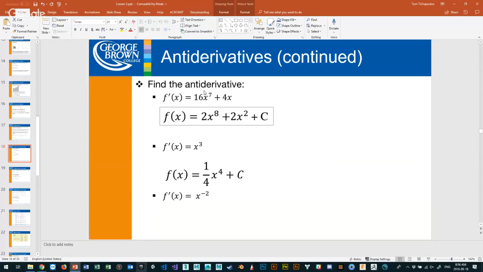So that's the first part of getting this part. Okay, 4x, again, same thing. So I have x to the 1 here, and I want to add 1 to it because we subtract 1 going from the derivative. So x would be x to the 2, and I take 4 divided by 2, and I get 2. Right? So now I have 2x squared. And then I add c to it, always, in this form.